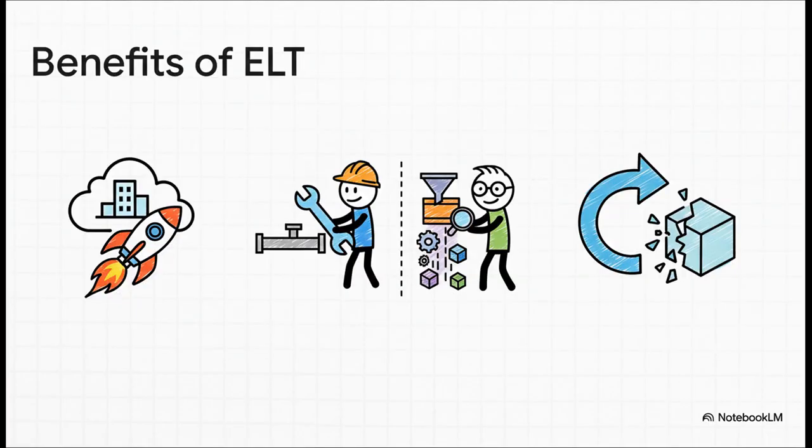And the payoff for doing this? Oh, it was huge, and it happened right away. First, speed. Your data is ready for analysis almost instantly. Second, agility. This is the big one. Data engineers can just focus on getting the data in, and the analysts, the people who actually know the business questions, are empowered to do their own transformations. The engineering bottleneck? Gone. Plus, and this is a lifesaver, you always have that raw data to go back to if someone makes a mistake in the logic.